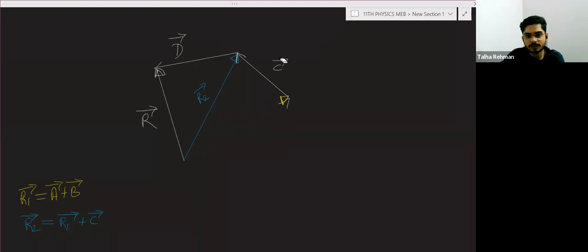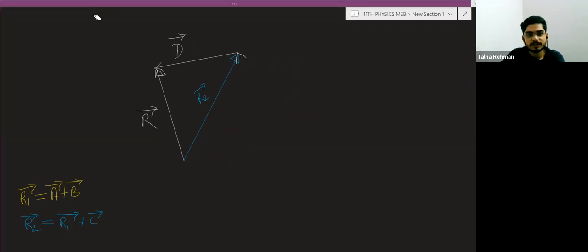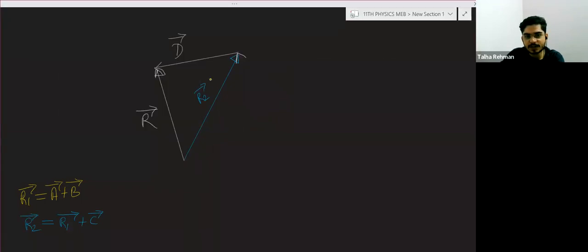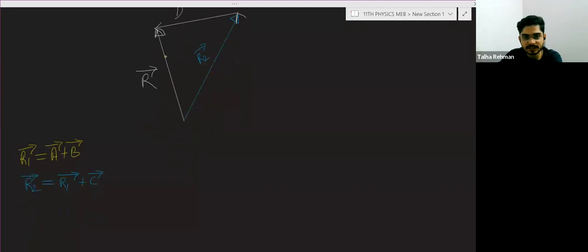So this will be removed. Now, see, this is R2 vector and this is D vector. This R2 and D are in the same order, but this R is in the opposite order, and this is the closing side of the triangle also. If you have these two vectors, I can write R vector is equal to R2 vector plus D vector.